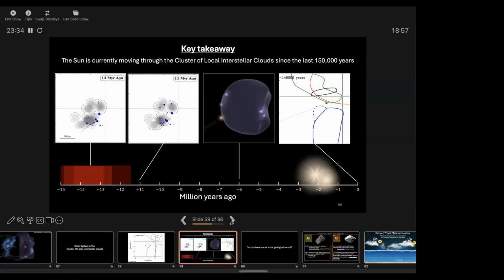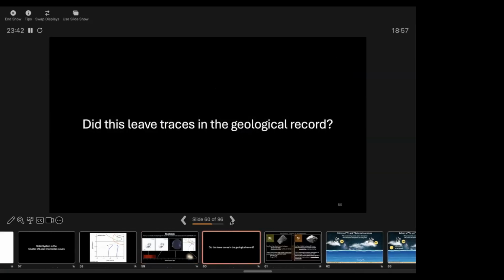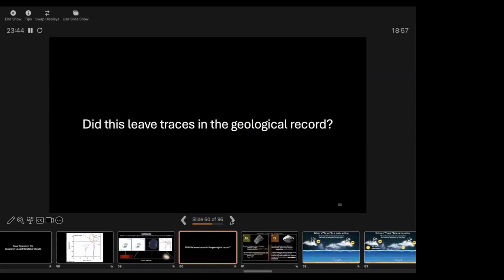Now, the next question, which tries to connect astronomy with geology, is this one: did this leave traces in geological records? Can we see some traces, some hints in geological records that can be explained only using astronomy? And the answer is yes.